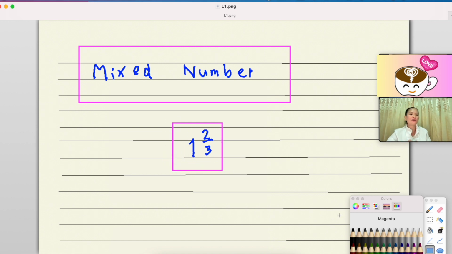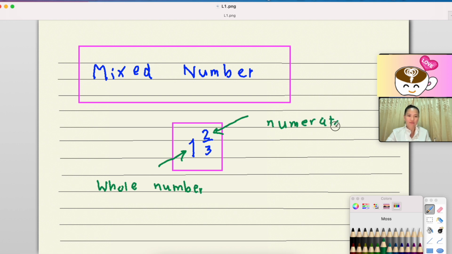Okay, I'm going to teach you now. Quick one, but first you need to know the terms. The 1 here, we call it the whole number. And the one on the top we call the numerator. What is the bottom one? Denominator. Yes, very good.